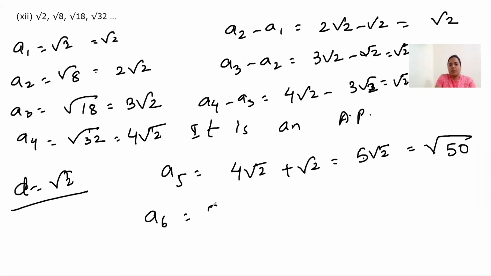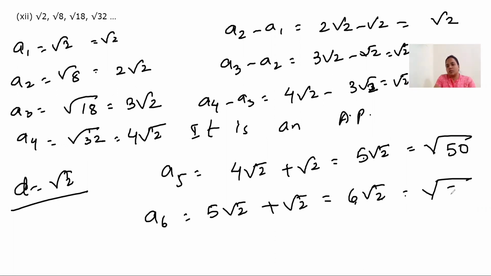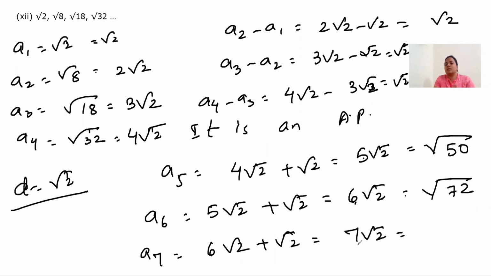A6 will be 5 root 2 plus root 2, that is 6 root 2, and this will be 6 6s are 36. 36 2s are 72. A7 will be 6 root 2 plus root 2, that is 7 root 2. This will be 7 7s are 49 and 49 2s are 98. So these will be the answers. Root under 50, root under 72 and root under 98.